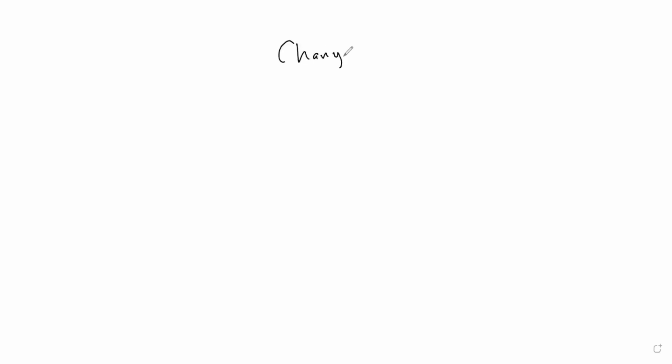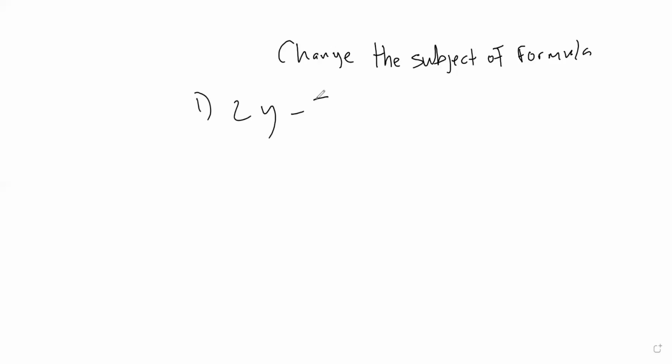So it's change the subject of the formula. In this topic, we have 9 different equations that are teaching us how to look for a subject. For example, if we start off with our first one, we will have something like 2y minus 3x is equal to 4. And then they'll ask you to make y the subject of the formula.